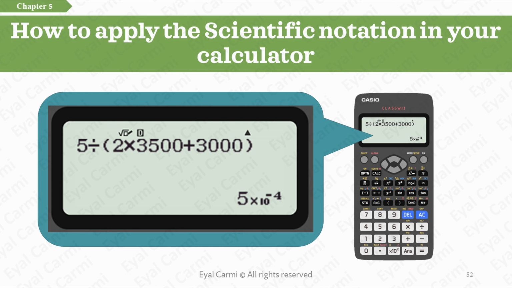5 divided by open brackets and type 2 times 3,500 plus 3,000, close brackets, and press the equal sign. If your calculator is already set to express numbers in scientific notation, then you should see 5 times 10 to the power of minus 4.